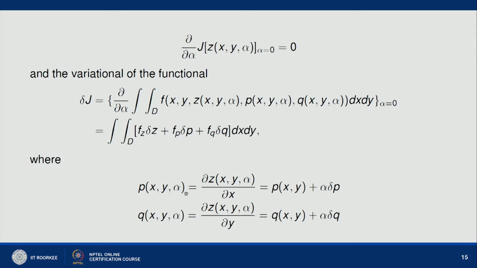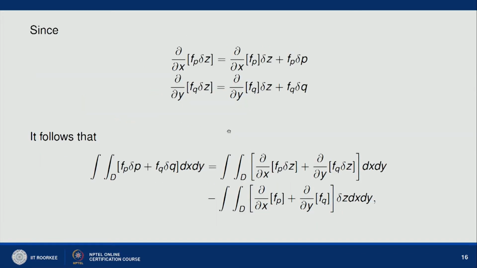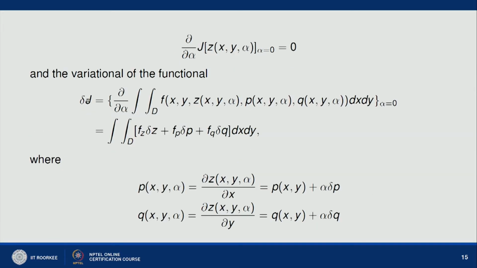So p(x, y, alpha) is equal to del z(x, y, alpha) with respect to del x, that we have already defined, and it is coming out to be p(x, y) plus alpha delta p. Similarly you can define q(x, y, alpha), which is the derivative of z(x, y, alpha) with respect to y, and it is given as q(x, y) plus alpha delta q. So when you differentiate with respect to alpha, you will get delta p and delta q. Now delta z equal to 0 means this double integral is going out to be 0.